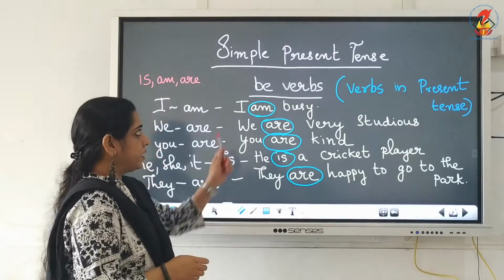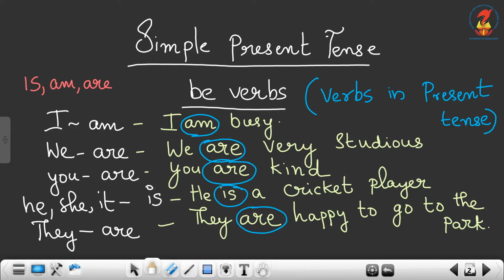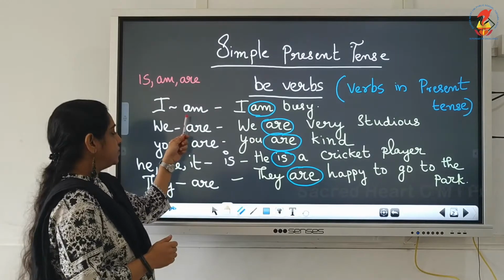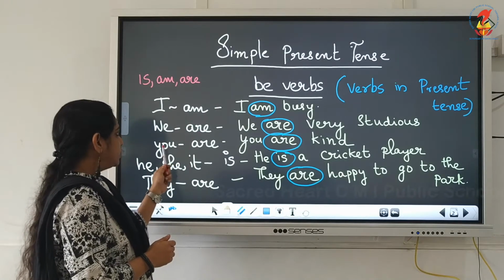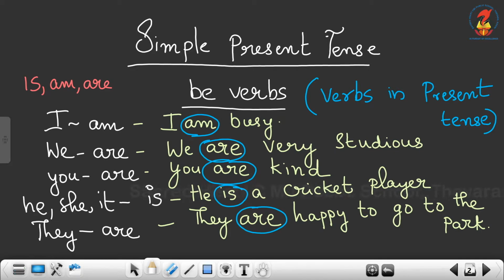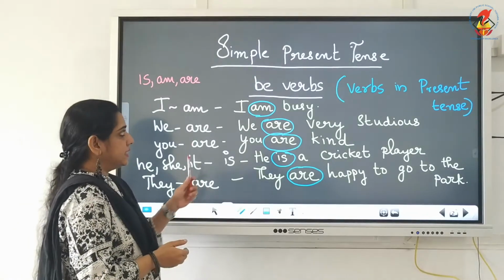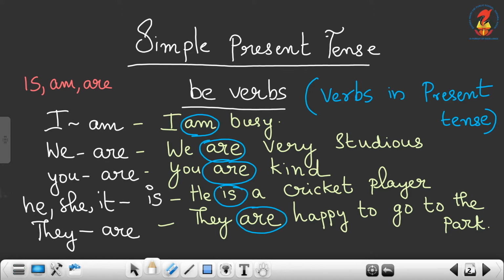So here see be verbs in present tense, how you can use them. With I, you use am; we are, you are, for he, she, it is, they are. So these are the be forms of verbs that you can use in simple present, or you say present tense. Just listen here. I am busy. That is present tense, is it? I am busy means something which is happening now.